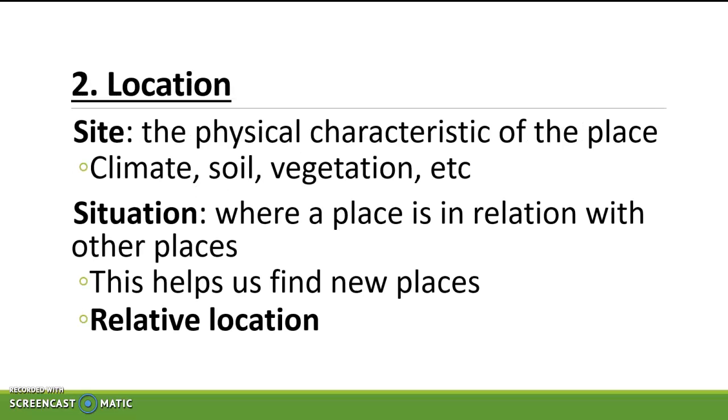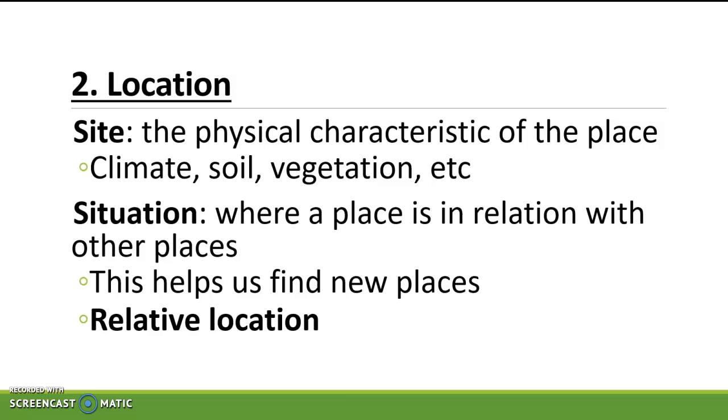All right, let's get into location. First thing we're going to look at is site. And so we can look at physical characteristics of a place like climate, soil, vegetation. We're looking at a situation. Where is a place in relation with other places? So, this can help us find new places, for example. So if someone's trying to give us a relative location, they may try to explain where something is in relation to other places. So if I were going to ask someone where the closest Starbucks may be, they would give me relative directions.